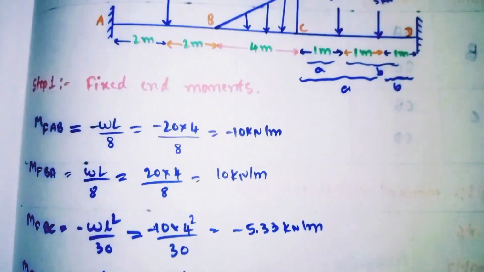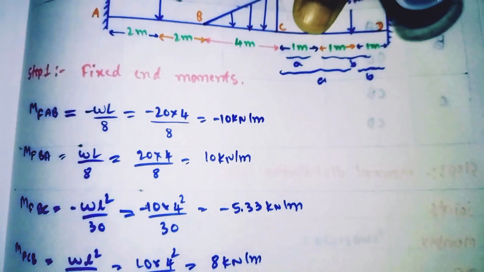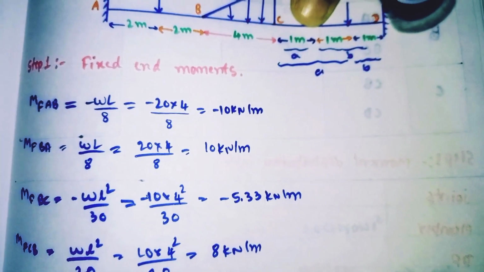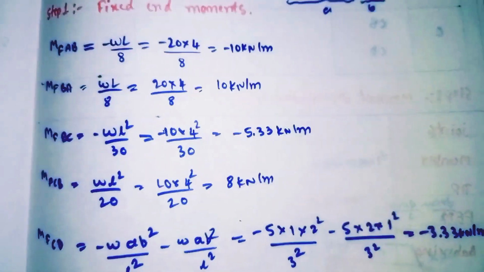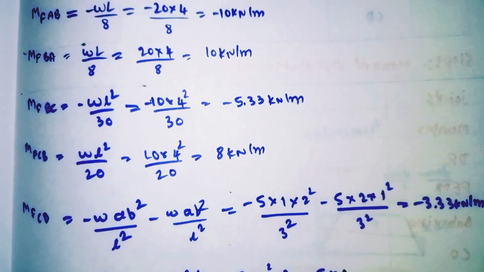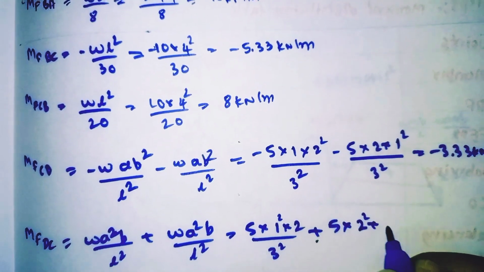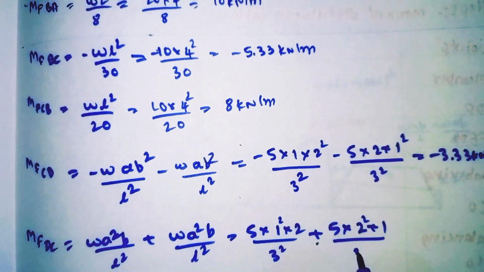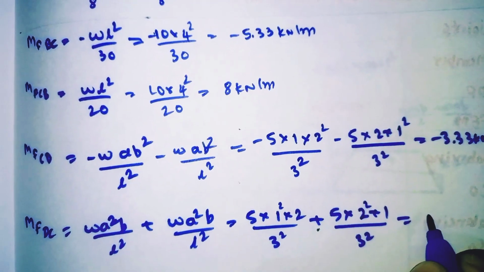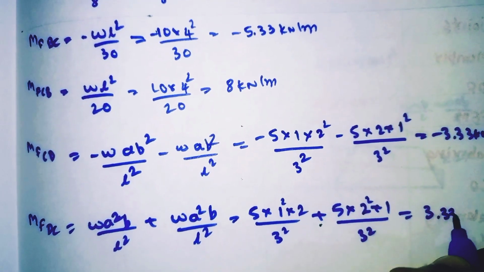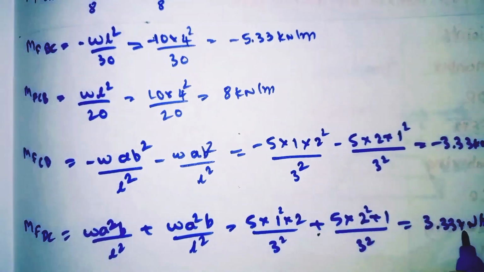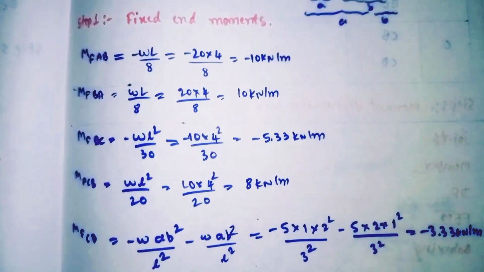And for the second point load, we need to add this. A becomes 2 and B becomes 1. Here A is 2, so 2 square, B is 1, divided by 3 square. Simplify this, it will come out as 3.33 kilonewton meter. This is how we calculate the fixed end moment.